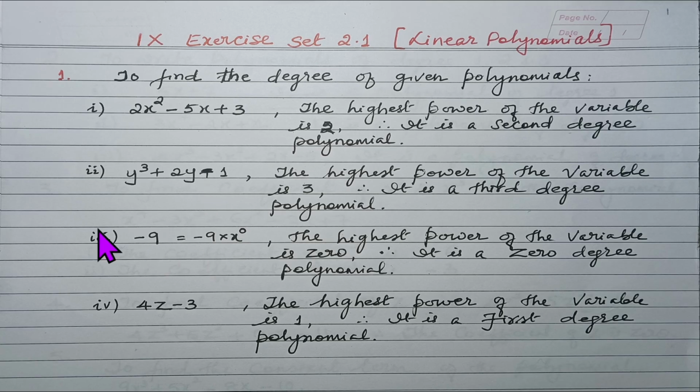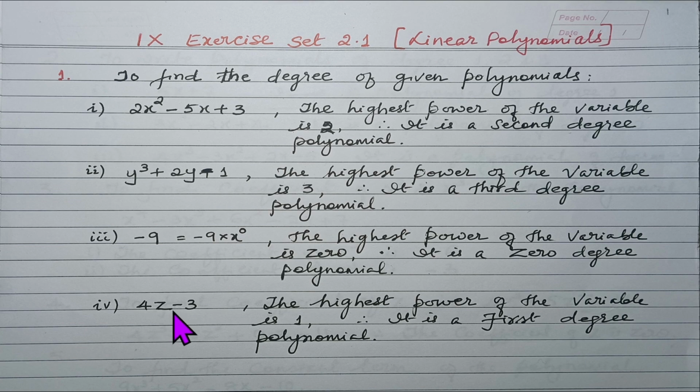Now coming to the next example, we have minus 9, which is a constant here, and a constant can be written as minus 9 into x raised to 0. Therefore the highest power of the variable here is 0, and therefore it's a 0 degree polynomial. In fact, all the constants are 0 degree polynomials.